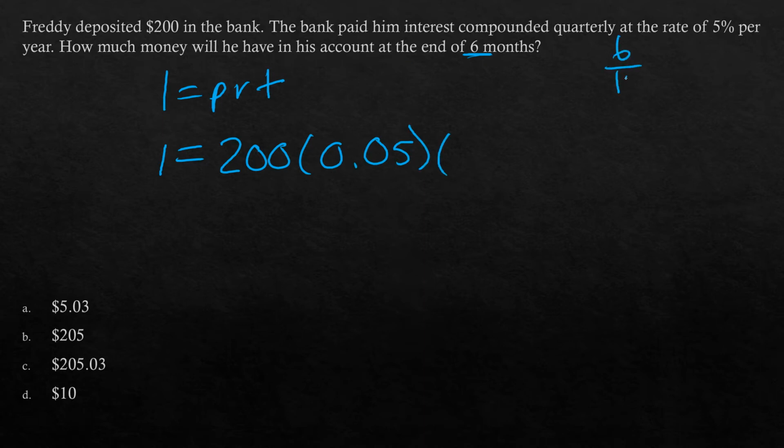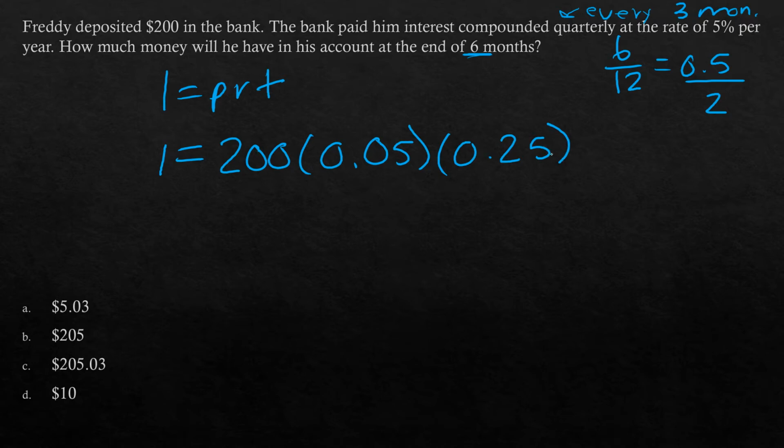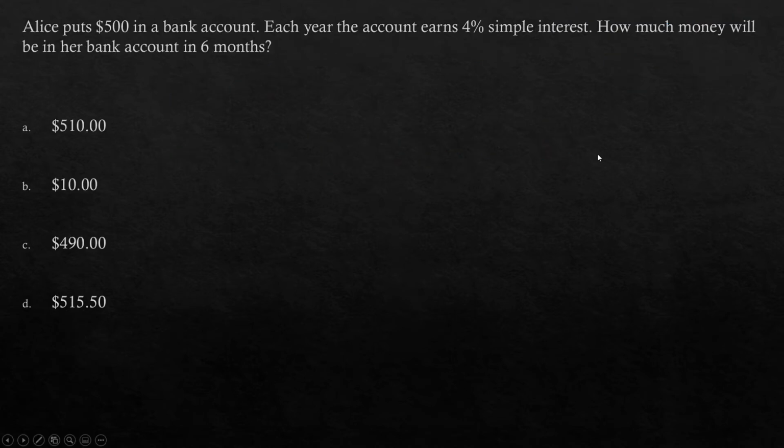If I take 6 divided by 12, that gives me 0.5. I need to divide 0.5 by 2 because I am compounding it twice. Because compounded quarterly means every 3 months. So I'm going to take 0.5 and divide that by 2, which is going to give me 0.25. So this is what I'm going to do, and I'm going to type all that into my calculator. So 200 times 0.05 times 0.25, and that is going to give me $2.50.